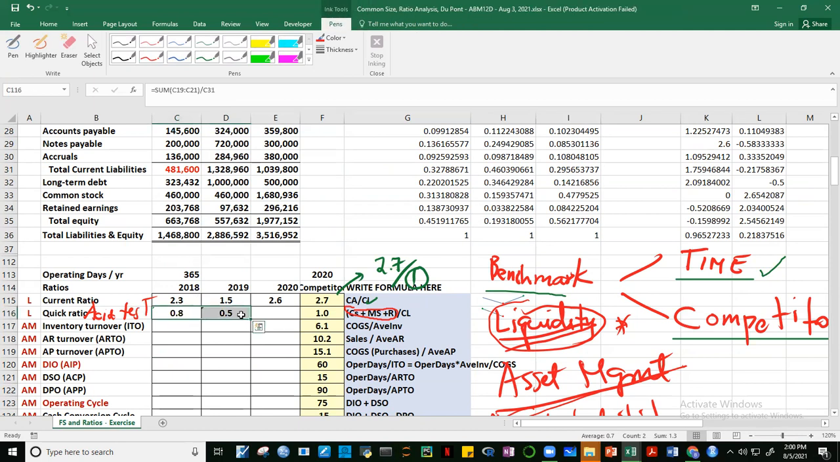So medyo iba, guys, yung interpretation natin dito. Kasi dito okay tayo eh. Meron naman tayong sufficient na pambayad ng utang natin, yung magiging due. Kasi 2.3 yung current assets natin eh. Okay? So loosely speaking, okay, correct yun based on current assets.